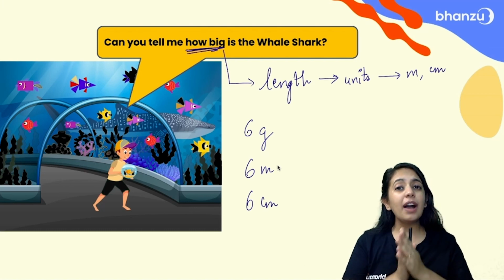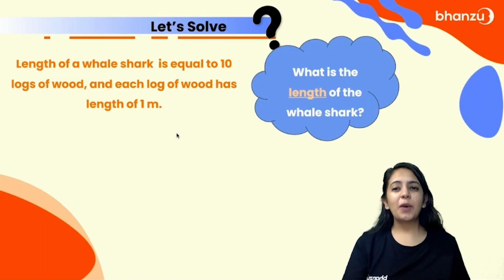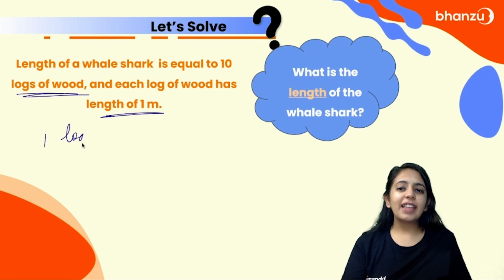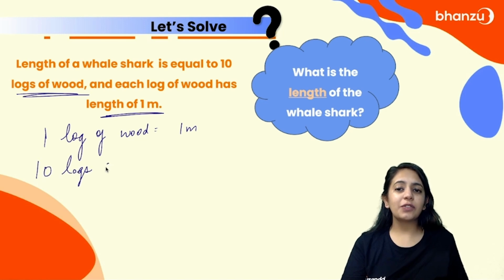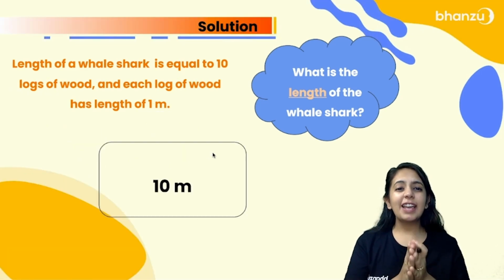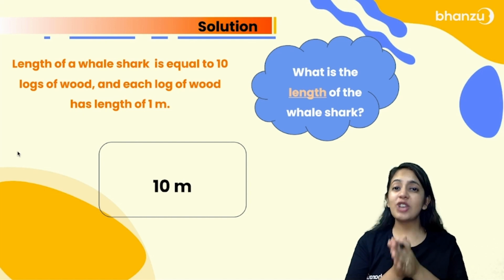Okay. Now again, Ginny posed a question over here. The question was, the length of the whale shark is equal to 10 logs of wood, and 1 log of wood is actually 1 meter. So it's given that 1 log of wood equals 1 meter. What do you think is the length of 10 logs of wood? Because 10 logs of wood is actually the length of the whale shark. Is it 10 meters? Absolutely correct. So 10 meters is the length of the whale shark.